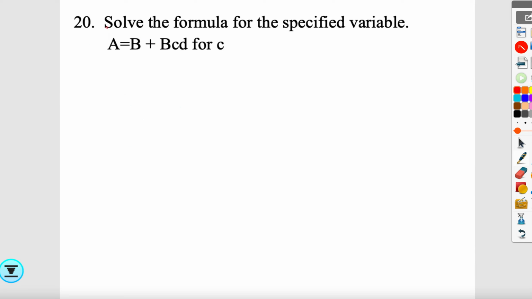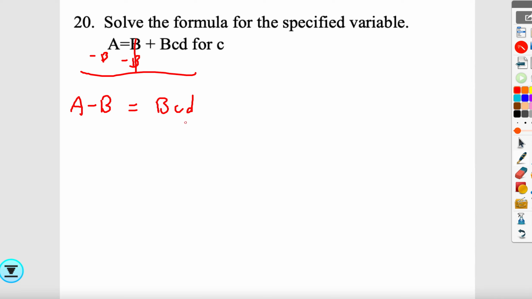So look at this one, 20. Solve the formula for the specified variable. A equals capital B plus capital B, C, D, for C. So we want little c by itself right here. So first you have to move this extra b over here. So I'm going to subtract this big B first. So then I get A minus big B equals big B, C, D.